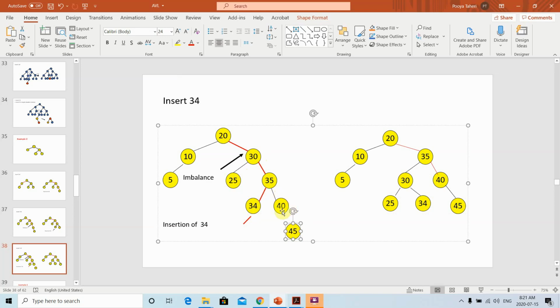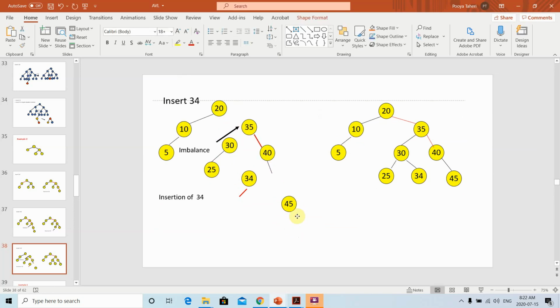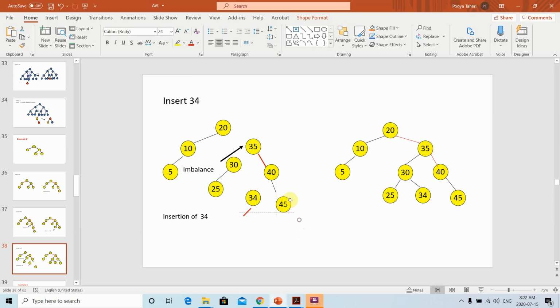Now we have to do another left rotation for these three nodes around this node. So we're pulling this rope towards the left. This is going to move towards the left. 30 is going to move, just remove this one, sorry. 35 is going to move here, right? 40 is going to move up.